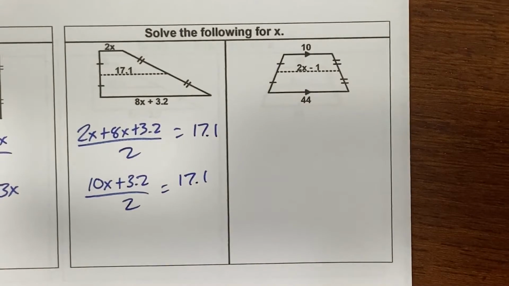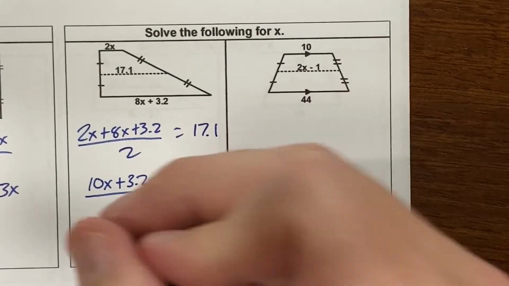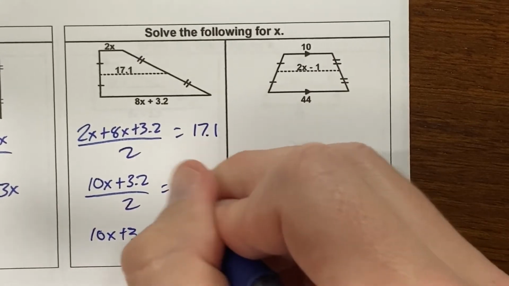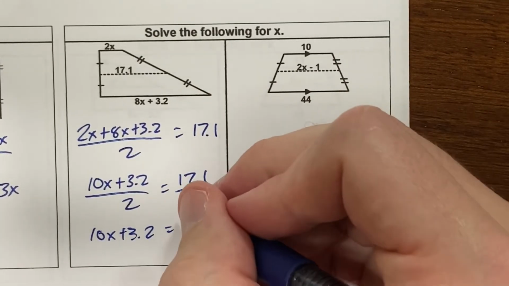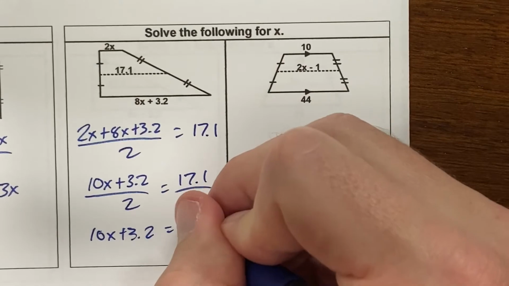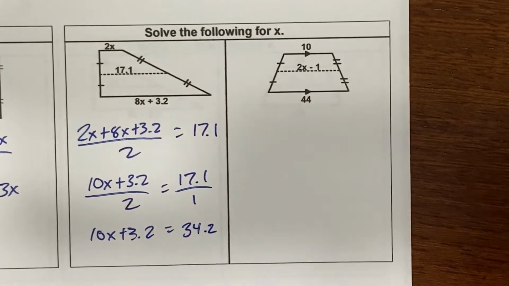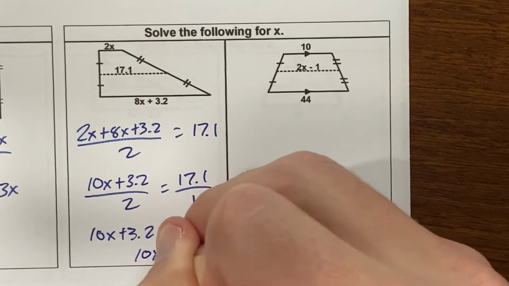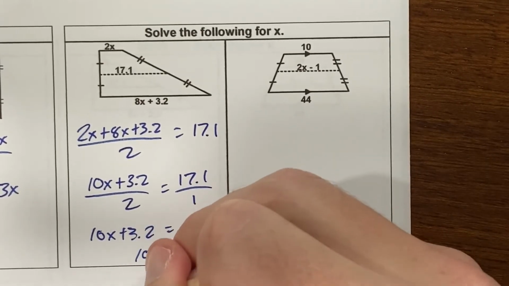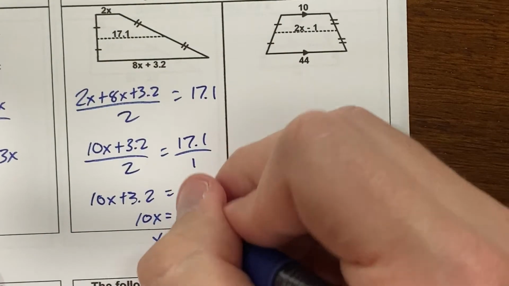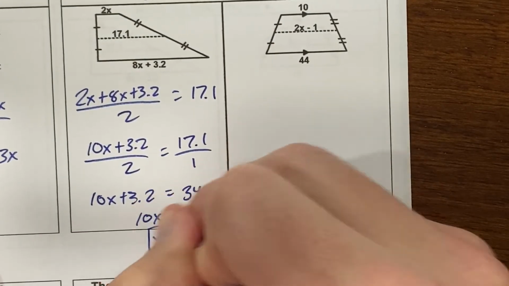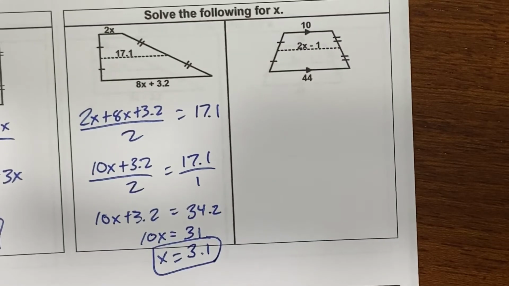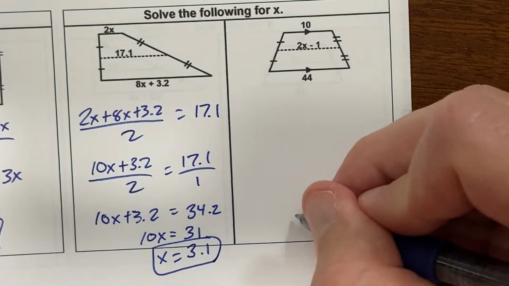And I'm going to make that a proportion and cross multiply. So that would be 10x plus 3.2 times 1, which is just that, equals 2 times 17.1. That is 34.2. When I subtract this 3.2 over, I get 10x equals 31, and divide by 10, I will get 3.1. Okay. I'll let you try that other one. Answer is 14, I think.